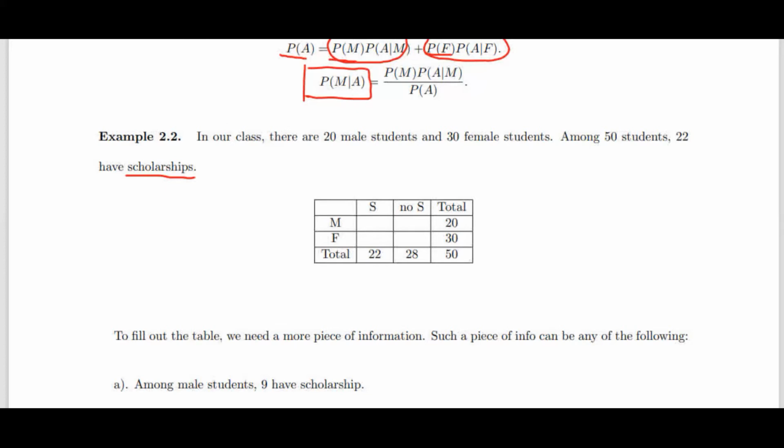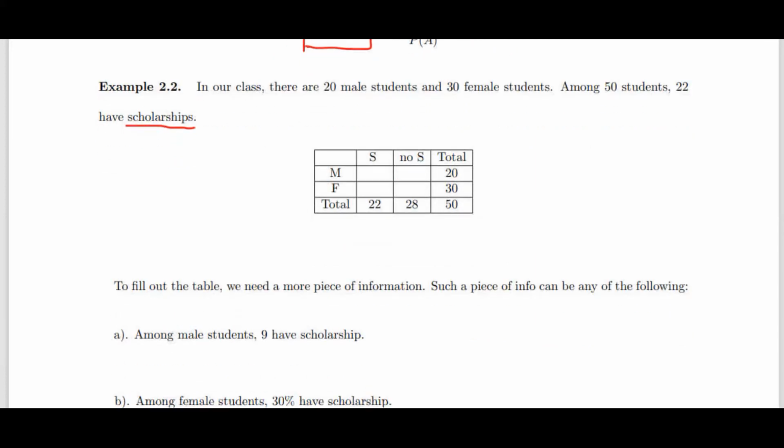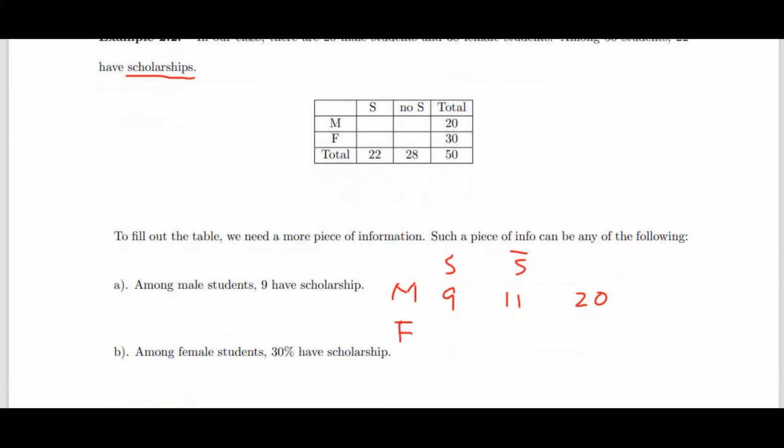But in order to fill out the table, we need some more information. So if we know that among male students, 9 have scholarship, then we can fill out this table. So we have male, female. We know this, so we can fill out this table easily, right? Here is 20, so we know this is 11, right?